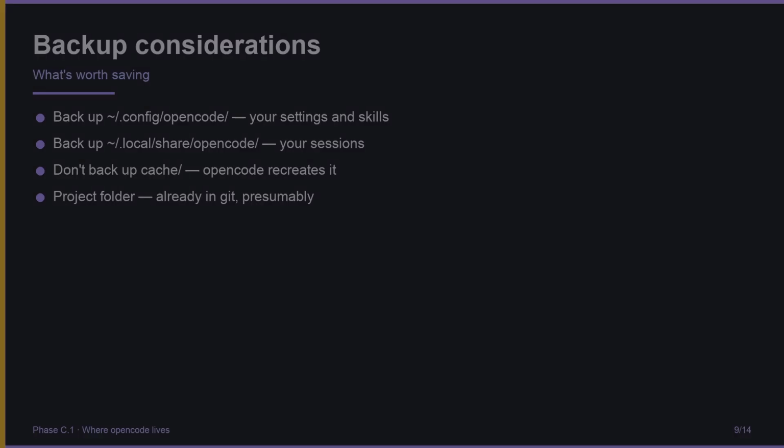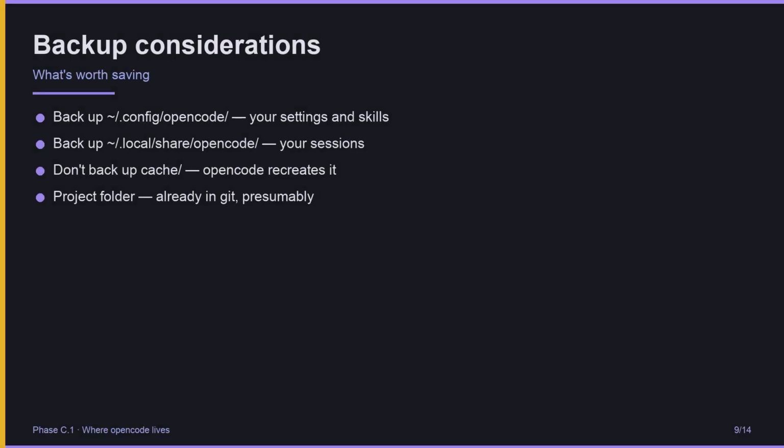Backup considerations. Back up ~/.config/opencode, your settings, your global agents, your personal skills. Back up ~/.local/share/opencode, your sessions, which are basically your work log. Don't back up the cache folder, opencode recreates it. The project folder is presumably already in Git.